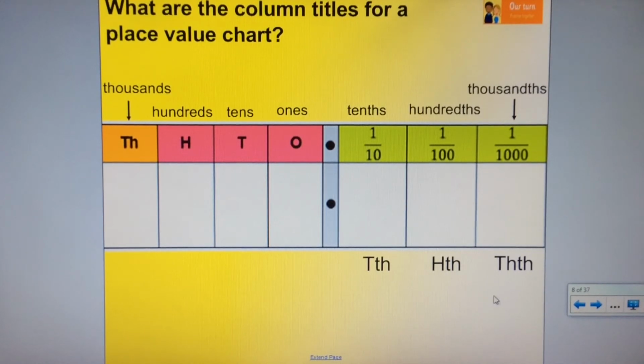But just to help you remember, if you're drawing your own place value chart, to remember the order, we can see that it is mirroring the tens, hundreds and thousands. This way is mirrored in the decimal point this way: tenths, hundredths, thousandths, with the th sound at the end. So just a way to help you remember it.